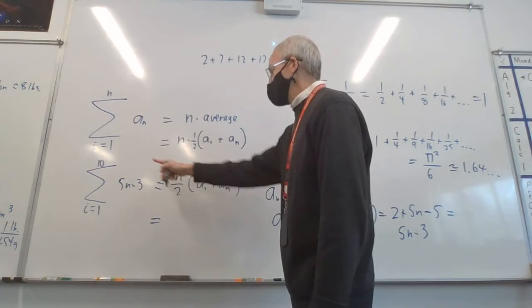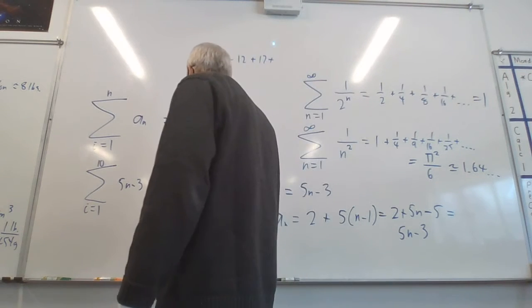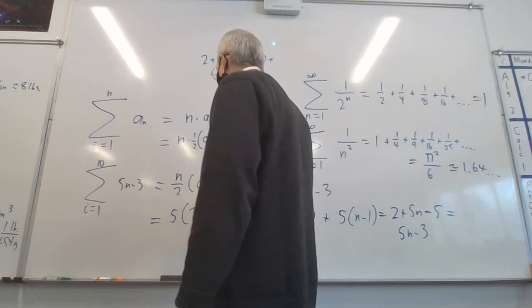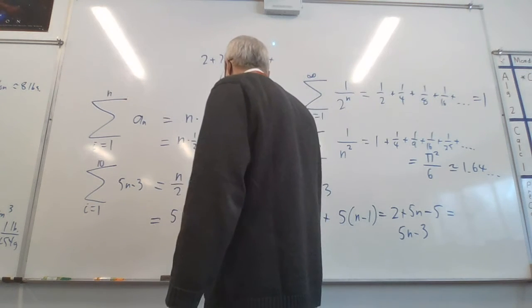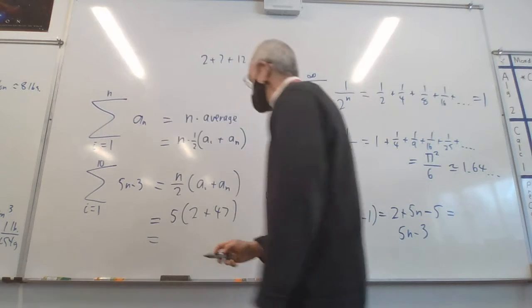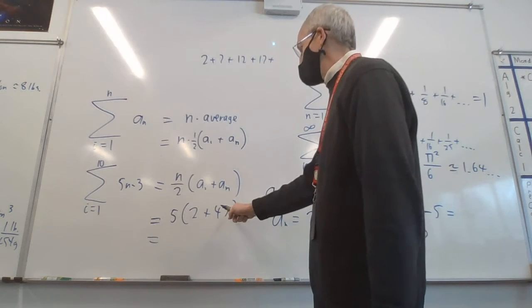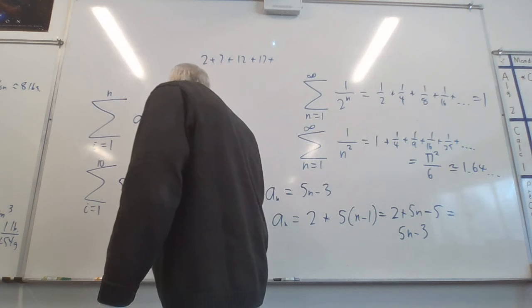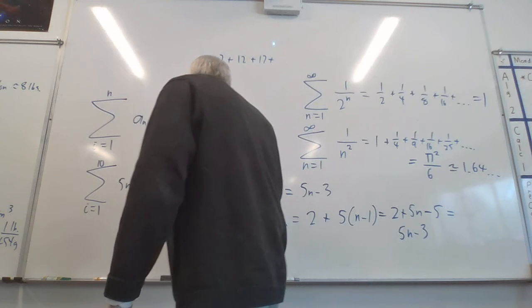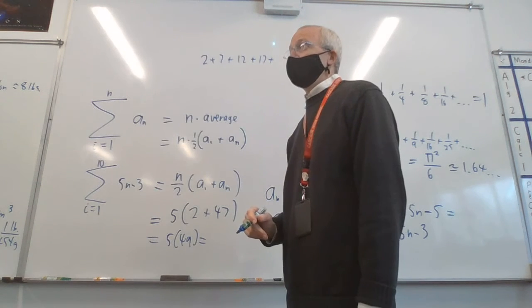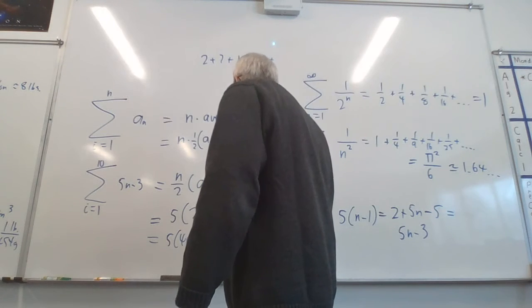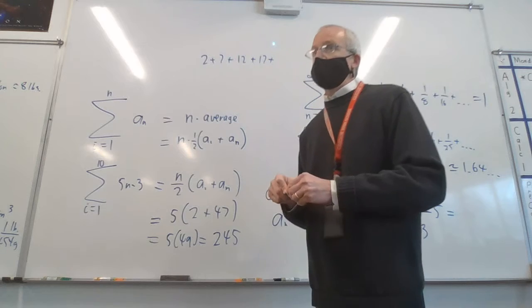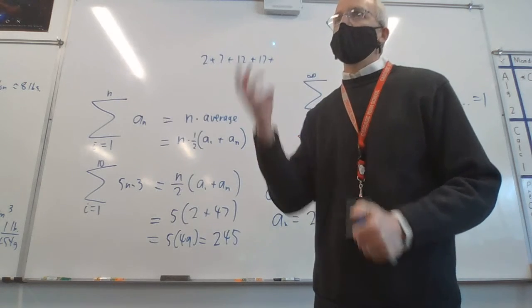Okay, so we have 10. 10 divided by 2 is 5. The first one is 2. The 10th one we figured out was 47. So it sums up to 5 times 49. Let's see, 5 times 50 would be 250, so it's 5 less than that, so 245. So it sums up to 245. Now, I don't want to check that, but let's do it for like 3.